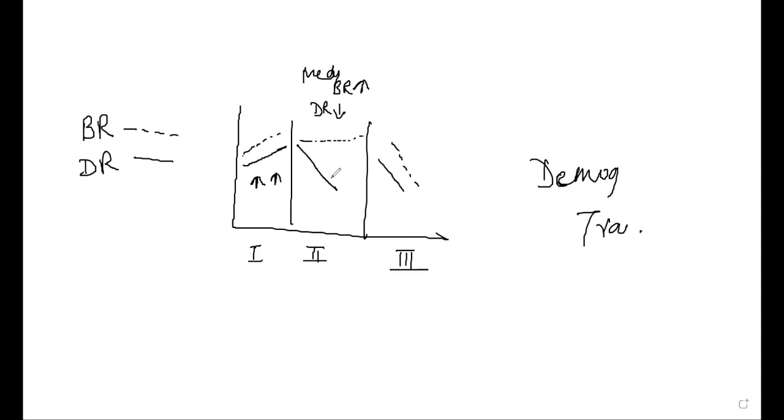I'm just explaining. Ma'am, basically in demographic transition, we have three stages. Stage 1, stage 2, stage 3. In stage 1, both birth rate and death rate were high. Why was birth rate high? Because people were not aware of family planning and all that. There was no education. People were not educated. And death rate was high because there were no medical facilities available.